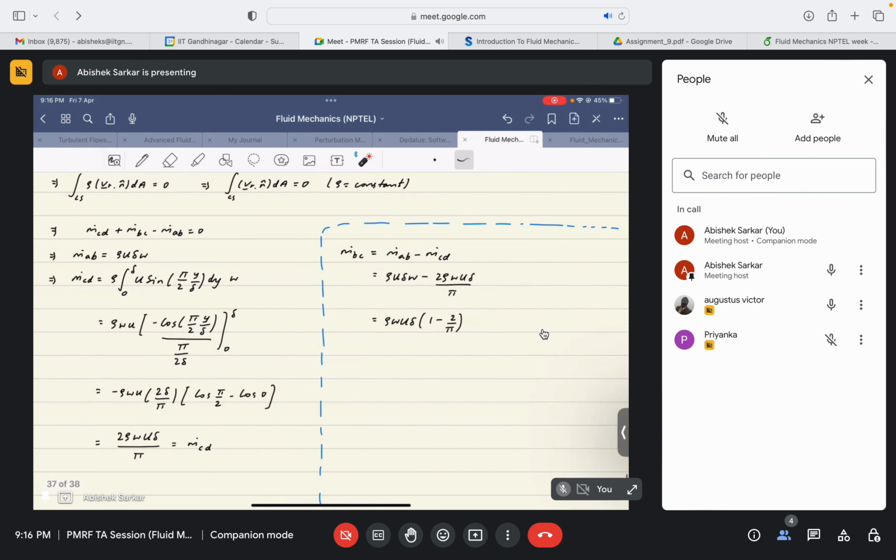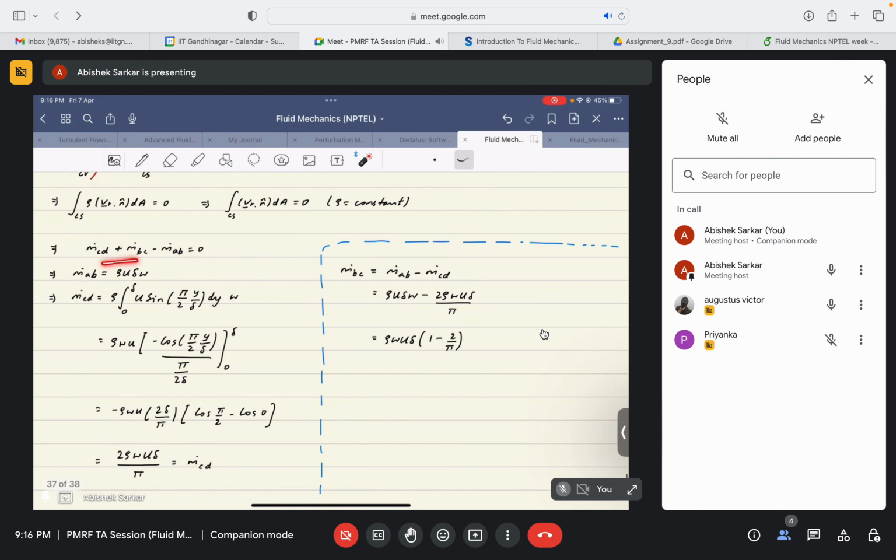Finally, from this equation we can find m dot BC equal to m dot AB minus m dot CD. You get it, Augustus, how we got this? Yes, sir, I got it. Finally, we substitute the values of m dot AB, that is rho U delta W, minus 2 rho W U delta by pi, and get m dot BC equal to rho W U delta (1 minus 2 by pi). So, is it clear?